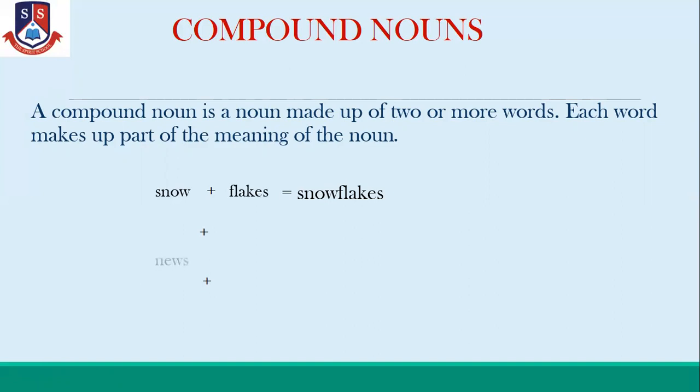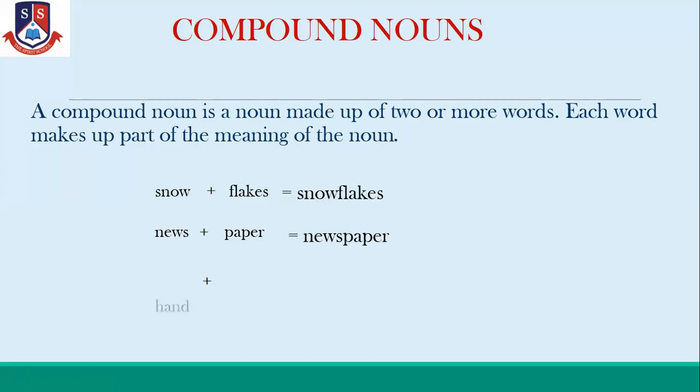Let's see another example. News. News is itself a proper word, and if we write paper with it, then it becomes newspaper. So this is a compound noun. Newspaper is itself a proper word giving a complete meaning, right? So the two words join together. As you can see in the examples, the two words join together to give a meaningful new word, and that word is known as a compound noun.